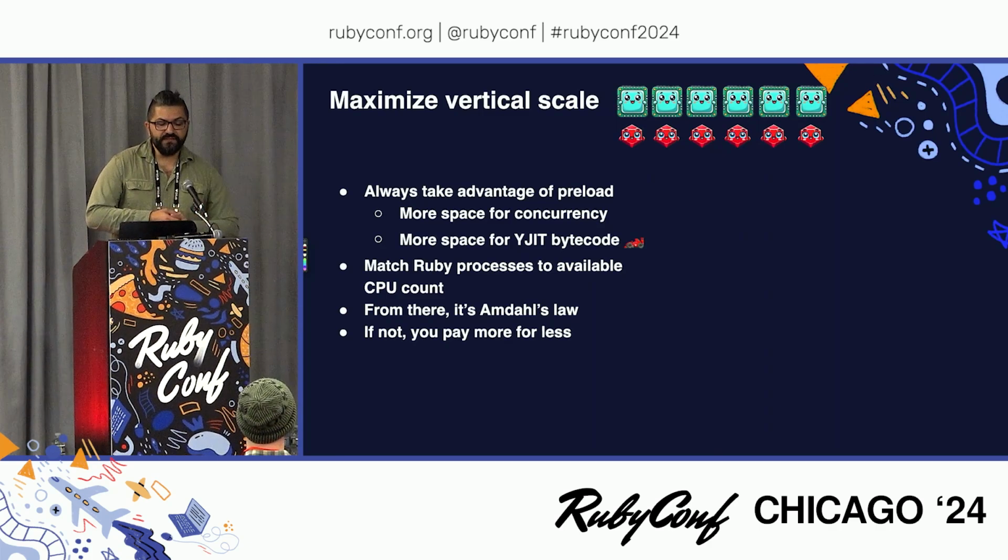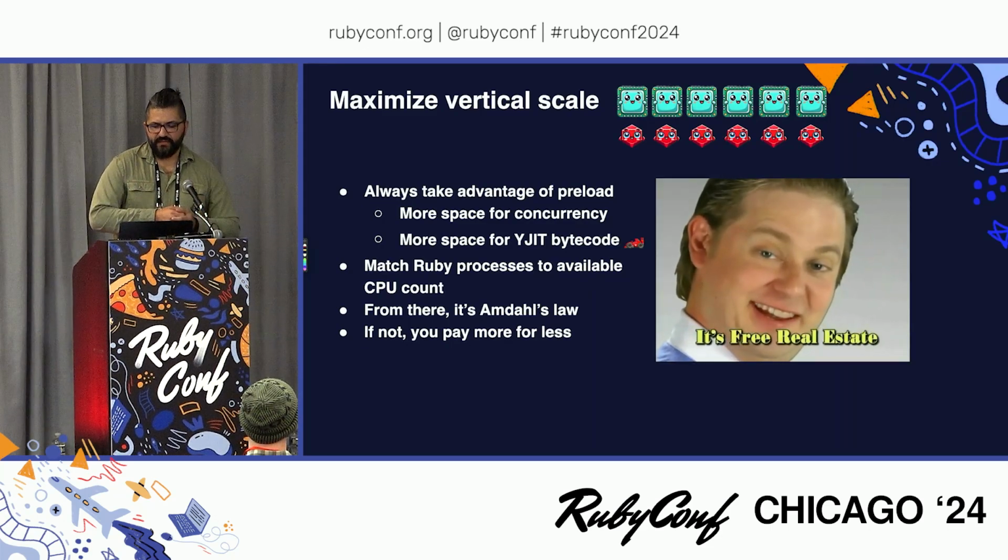Match your Ruby process count to available CPU count. And from there, utilize Amdahl's law to figure out what kind of I/O percentages you're utilizing in each of them, and figure out how to scale your threads from there. So for instance, if you have Sidekiq running, make sure you take advantage of Amdahl's law and understand what your I/O percentages are in your jobs. Because if not, you're just paying for less.